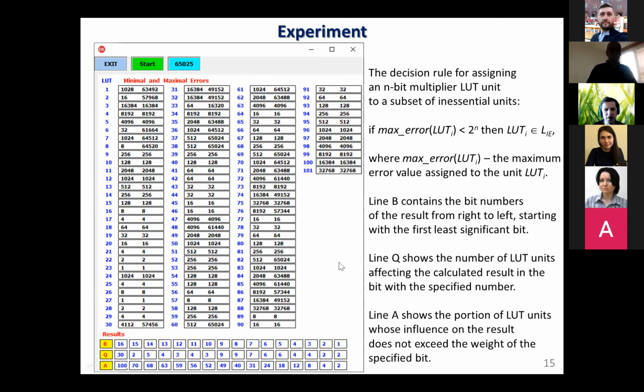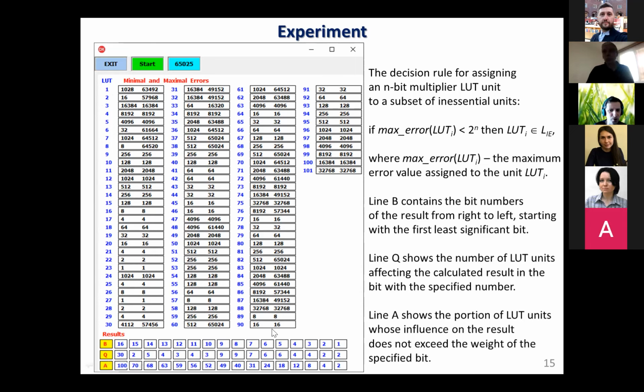These windows are shown for an 8-bit multiplier with 101 LUT units. You can see the number of LUT units and the minimum and maximum errors as a result of this distortion.